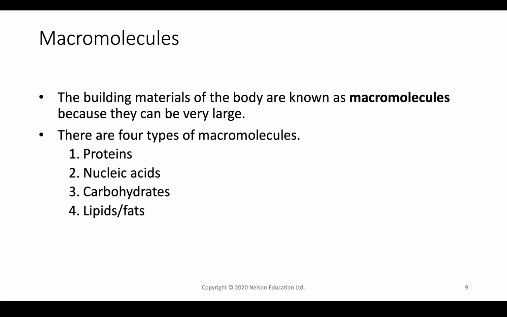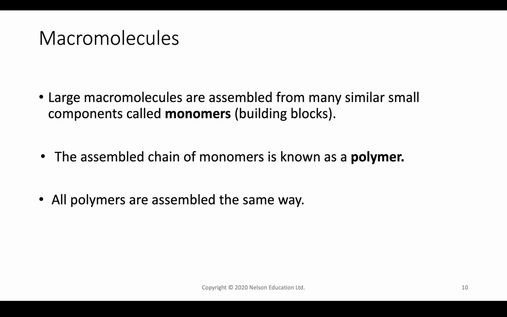And again, the building material is going to be called macromolecules. They're going to be very large in comparison to some of the other molecules, particularly things like ions that are much smaller. And the 4 major classes or types of macromolecules are going to include proteins, nucleic acids, which is like DNA and RNA, carbohydrates, which is going to include your sugars and simple sugars, and your lipids and fats and waxes.